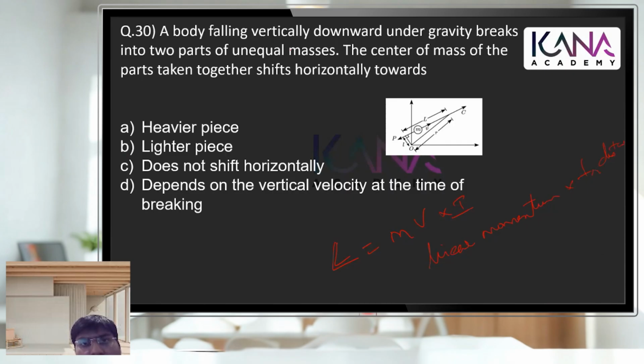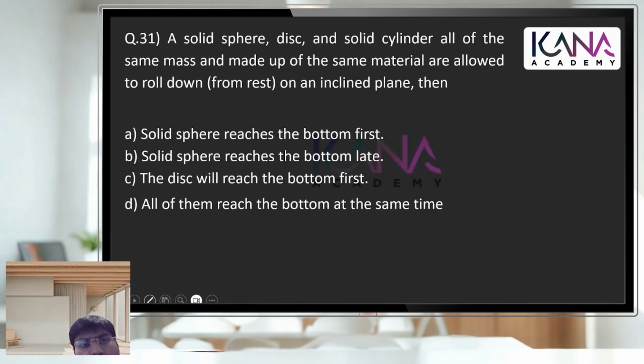Here the question is, a body is falling vertically downward under gravity and breaks into two unequal parts, unequal mass. The center of mass of the parts taken together shifts horizontally towards which side? So it will be towards the lighter piece. It's because of this perpendicular distance component.